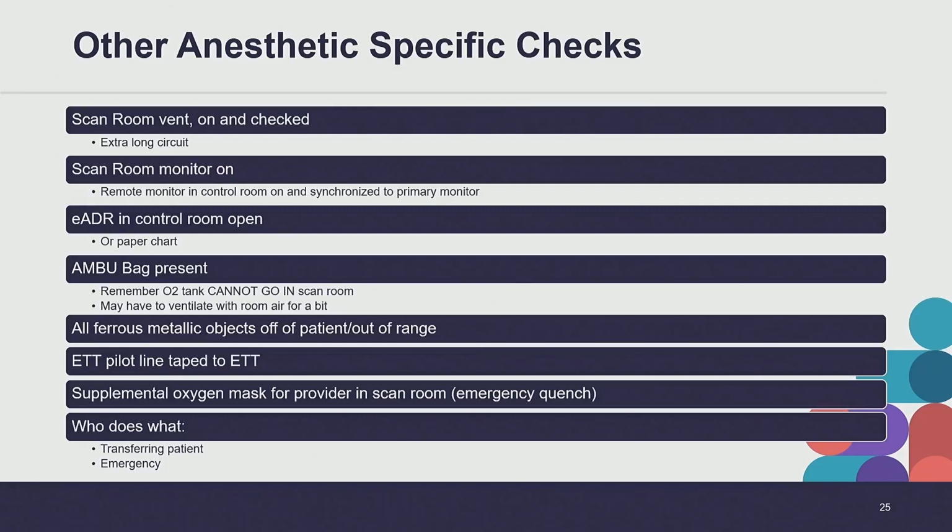And then there should be supplemental oxygen in the room for providers in case there's an emergency quench. And then you need to know who's going to do what, have very specific roles of who does what when transferring the patient, and what we're going to do if there's an emergency.